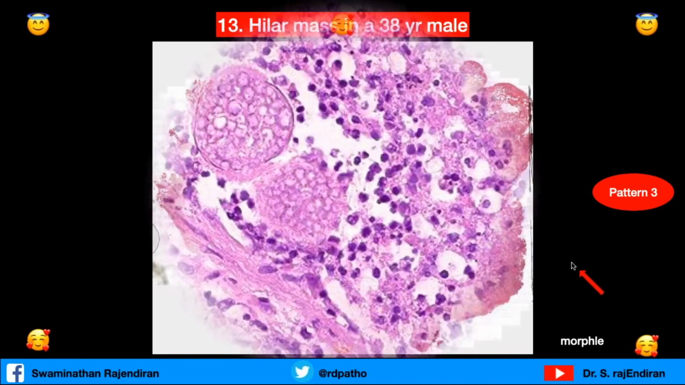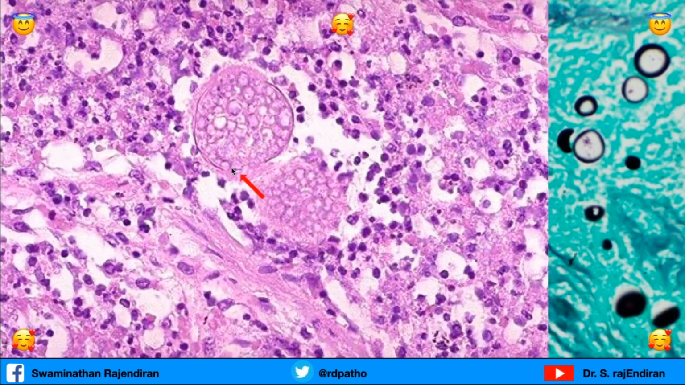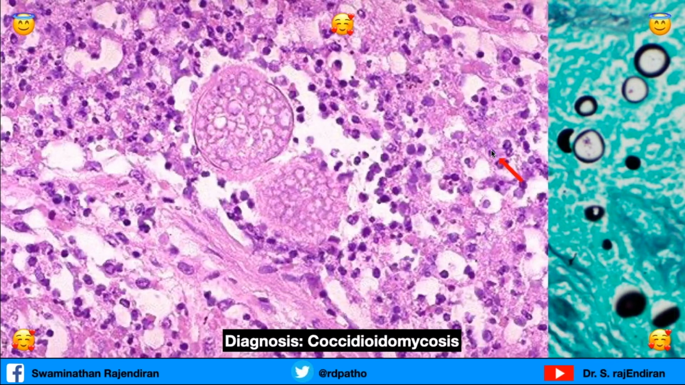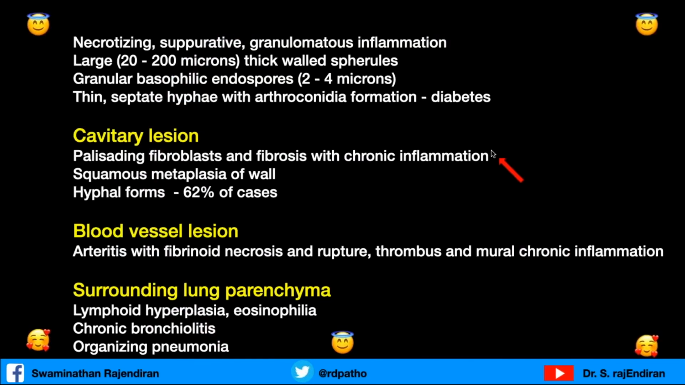This is nothing but coccidioidomycosis. And if you are lucky, but don't waste your time. I scanned it, and at the time of scanning, I could see these organisms. But after the scanning, I think some areas are not focused very well. I think the organisms are there. It's like a refractile cyst wall with endospores, highlighted by the GMS stain. And this is nothing but coccidioidomycosis. Coccidioidomycosis, again, can present as a cavitary lesion or blood vessel lesion, or it may involve the lung parenchyma with lymphoid hyperplasia and eosinophilia. Fortunately or unfortunately, it is not very common in our country.